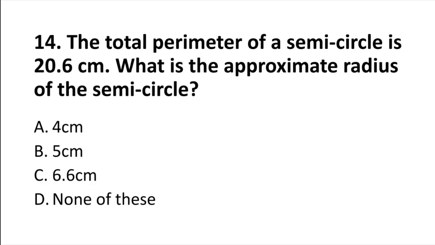MCQ number 14. The total perimeter of a semicircle is 20.6 centimeters. What is the approximate radius of the semicircle? Options are: option A 4 centimeters, option B 5 centimeters, option C 6.6 centimeters, option D none of these.